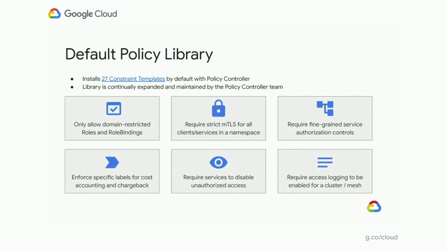Those policies are diverse, and that's why we support custom policies in Policy Controller. The Policy Controller also comes with a default policy library, and that includes 27 constraint templates that are used for common use cases that we see all the time with our customers. And these are policies that are maintained by Google and included as part of the distribution. That might be something like restricting a role binding to only your corporate domain, or ensuring that mutual TLS is turned on so that all of the traffic running over your service mesh is encrypted in transit at all times.